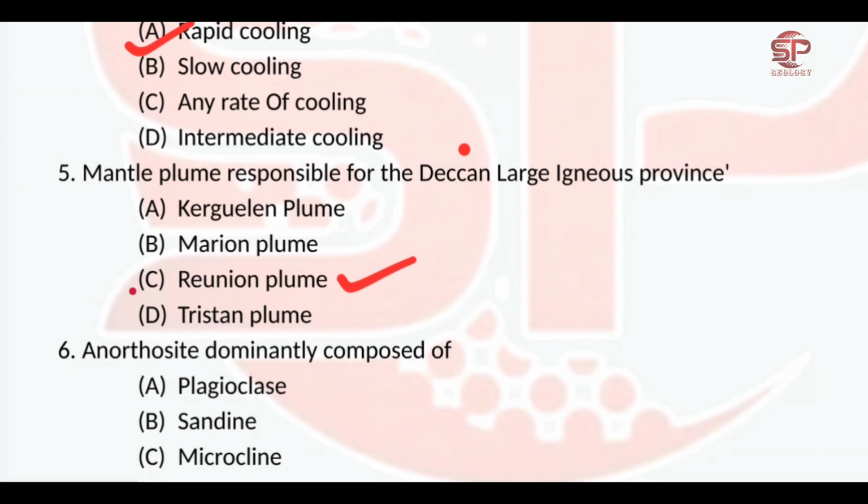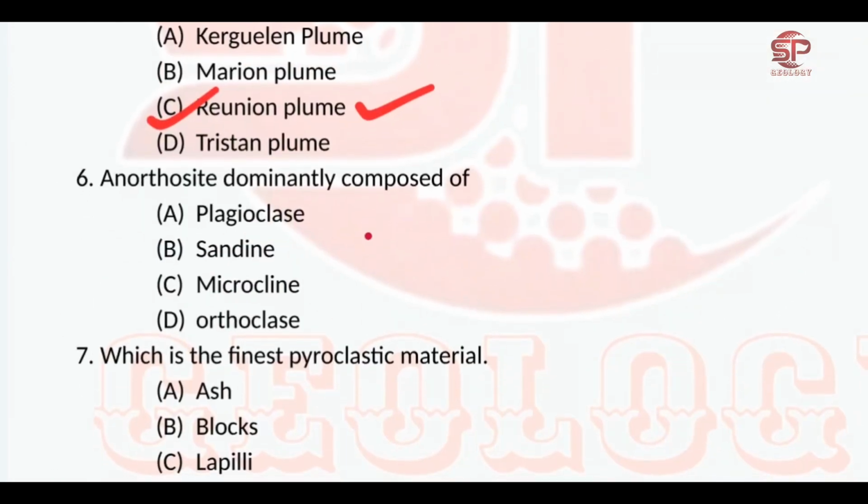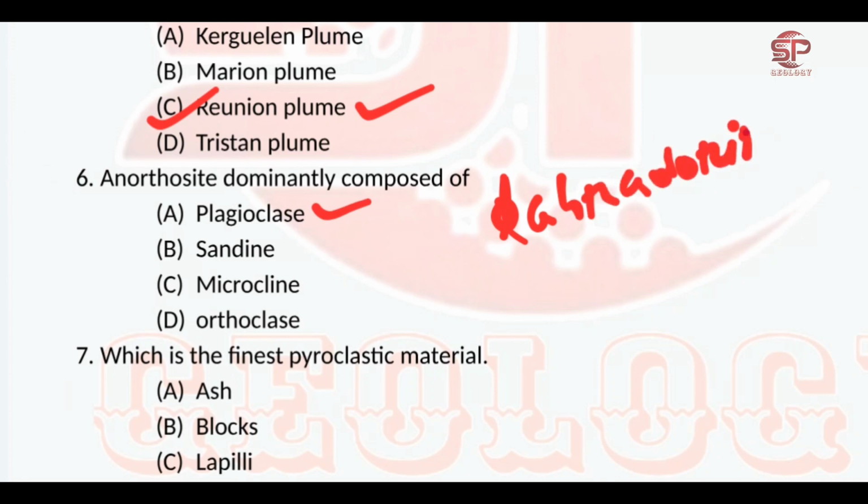So here for the Deccan trap, Reunion will be the answer. Anorthosite is dominantly composed of. Anorthosite is a monomineralic rock. It is dominantly composed of plagioclase. Moreover, it consists of labradorite. So labradorite is the composition present in anorthosite.